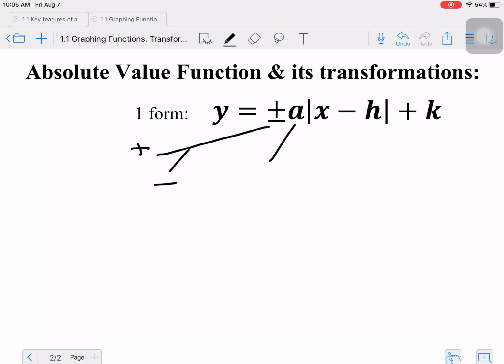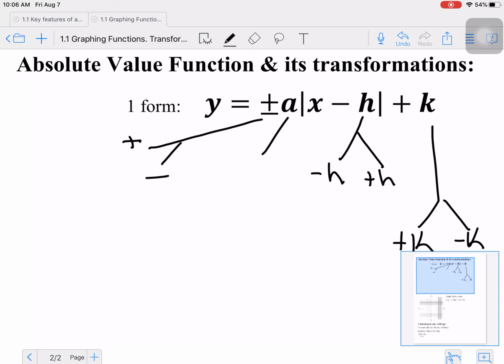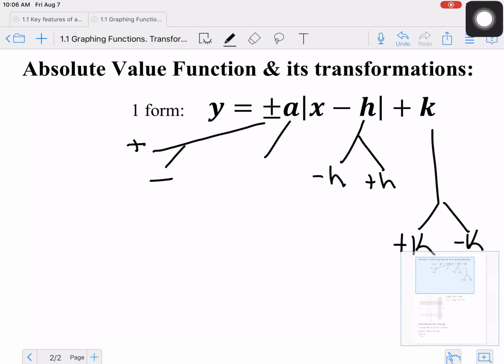Your a value, it's also gonna do something. When your h is negative or when your h is positive, it's also gonna affect it in a certain way. And when your k is positive or when your k is negative, it's also going to affect it in a different way. Now, I'm not going to go over those. That's actually going to be your assignment.